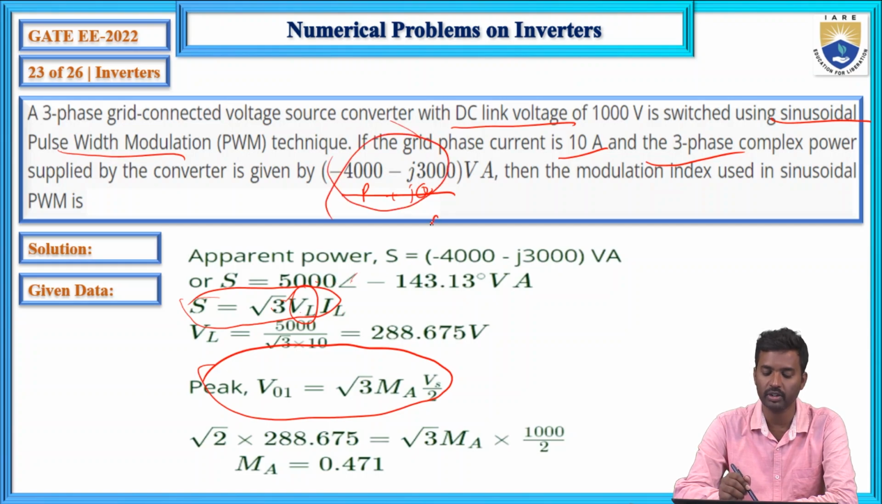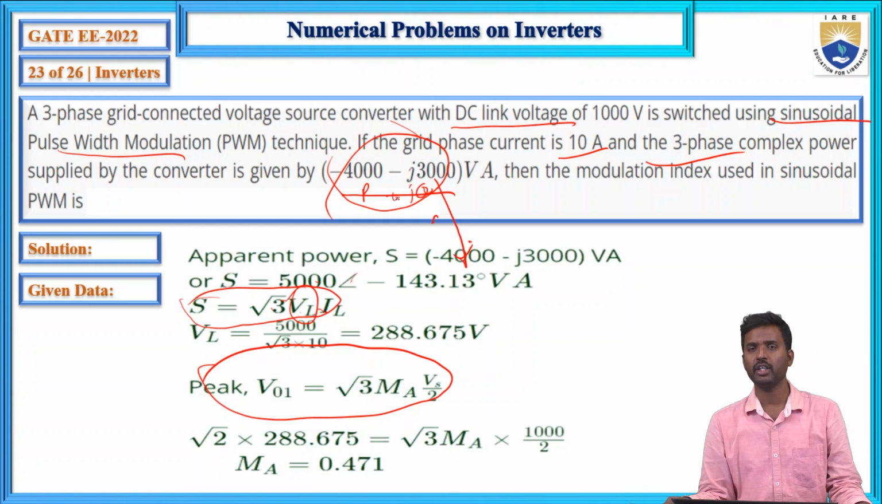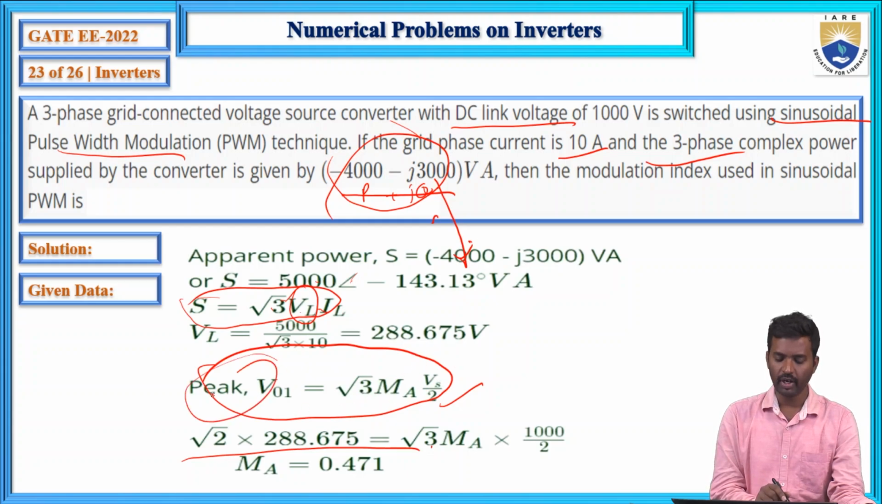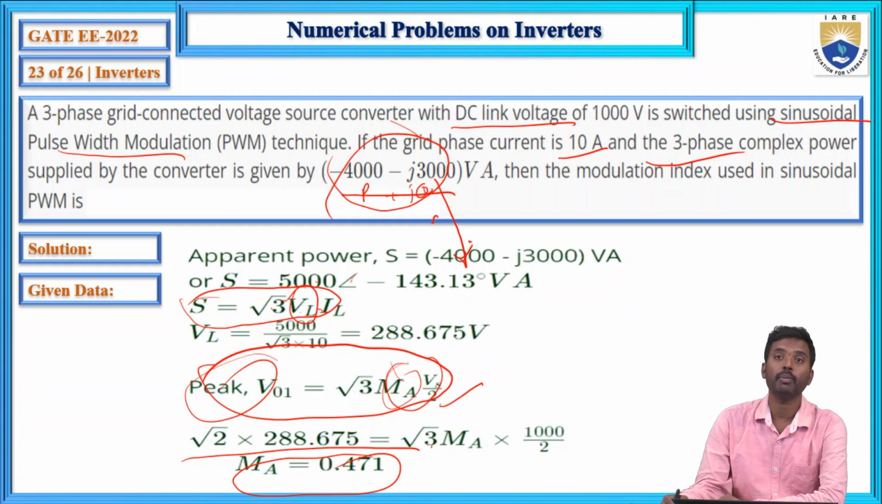This is in polar form, convert into the rectangular form, convert into the polar form. So that is 5000 at an angle of minus 143.13. Now here you got this V01 equals root 3 Vs by, and the peak value equals root 3 into the modulation index Ma times Vs by 2. Substitute this, so this equals 288.675. From this you will get the Ma value equals 0.471.